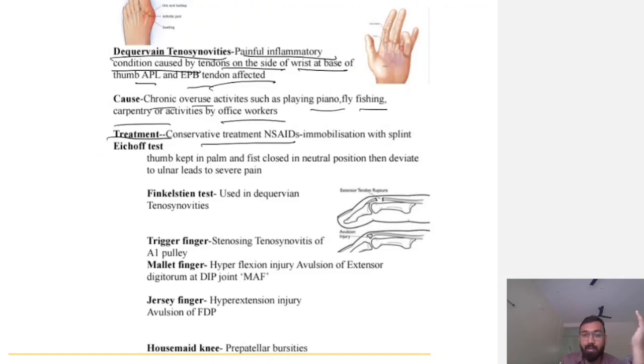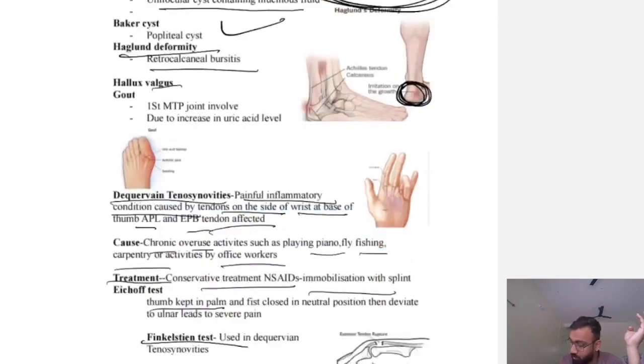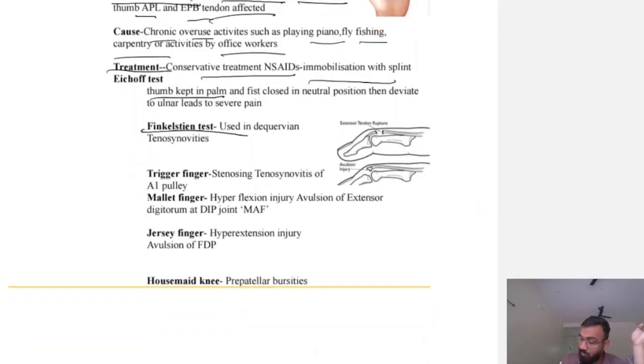Treatment: we will give conservative treatment first, then immobilize. The Eichhoff test is done. The thumb is kept in the palm and the fist is closed in neutral position, then deviate to the ulnar side, which leads to severe pain. This is the Eichhoff test. The Finkelstein test is also used in De Quervain tenosynovitis. I did not put the images of the Eichhoff test and the Finkelstein test.